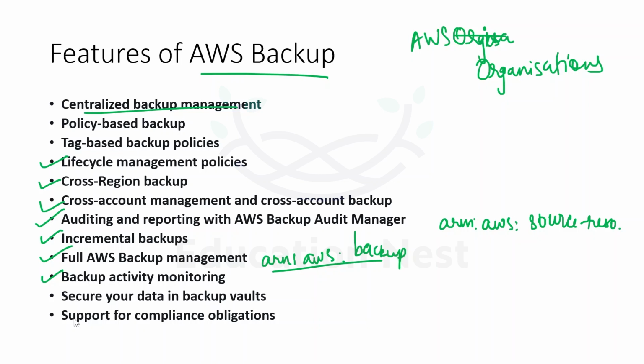Lastly, two features are left. Secure your data in backup vaults. The content of each AWS backup is immutable. It means that no one can alter the content. Obviously, we would want that, right? Because if anyone is altering the content of our data, then what would be the meaning of the backup? It would be a security breach, right? So no one will be able to alter the data that you have backed up.